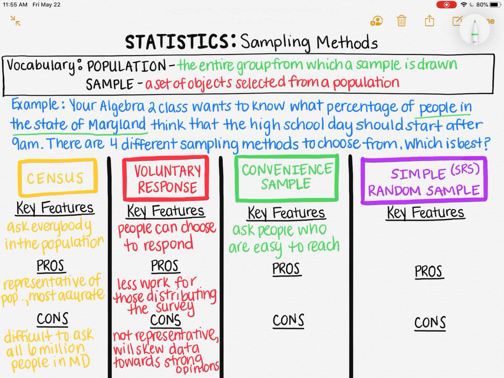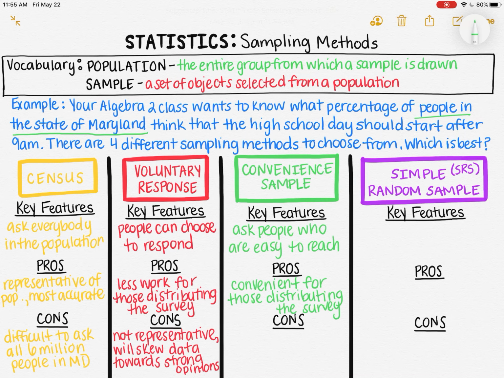You could also similarly post on social media a link to the sample and have everybody on your social media complete it. That would be easy for you to do, but it's not going to give you people outside of your own circle of friends or followers. So it is convenient for those distributing the survey, just like the voluntary response. The downside of this is, once again, it's not representative.